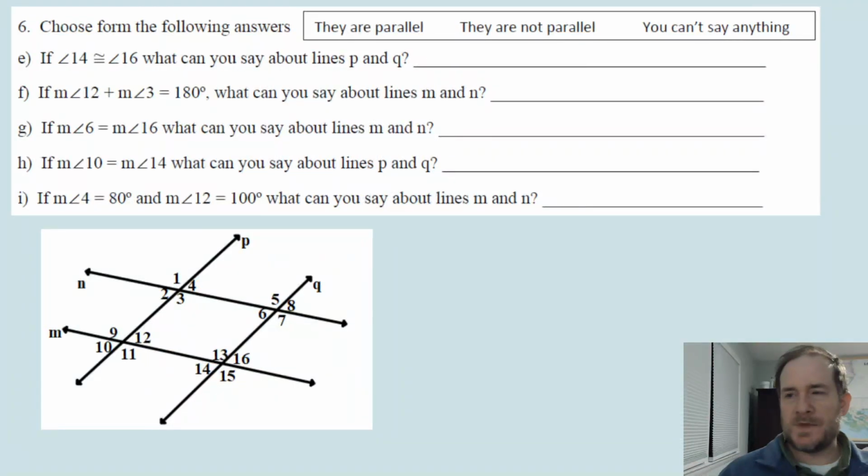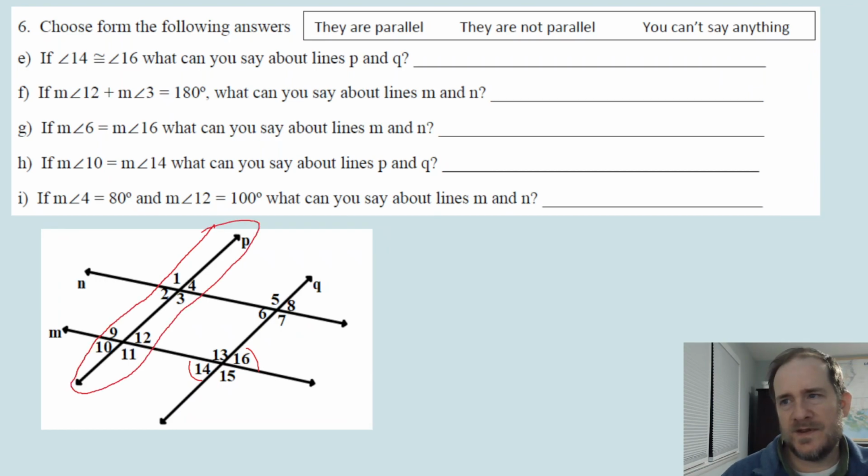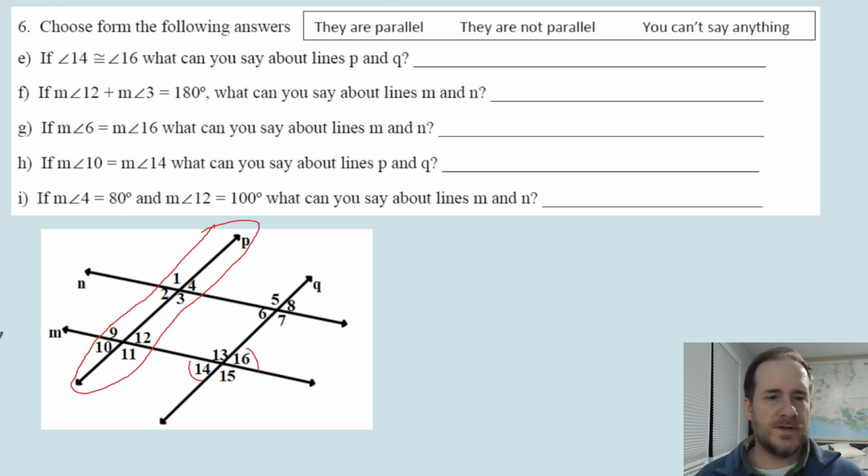And so now for 6, they're doing basically the same thing. They want you to conclude that yes, the lines are parallel, they are not parallel, or that you really don't have enough information to say. So looking at E, they're talking about 14, 16. That's these vertical angles. Vertical angles are always congruent. So these vertical angles don't help me say anything about P and Q, which of course you probably knew, because looking at P doesn't actually form either of these angles. Both of these angles are formed by just M and Q. So there's nothing we can say about P and Q. Nothing at all.